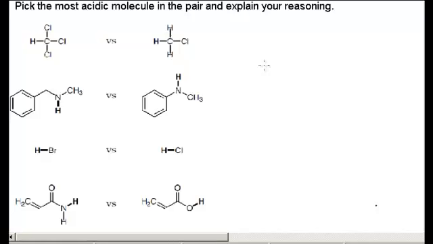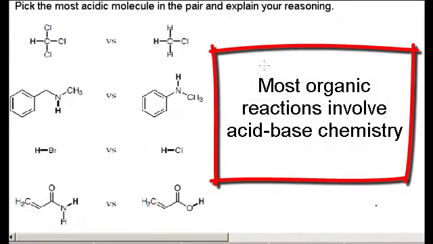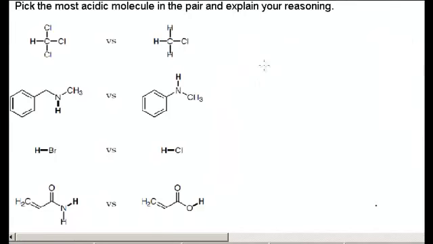Let's look at this problem that asks us to compare the acidity of two different molecules. Being able to compare one hydrogen versus another in terms of its acidity and being able to determine the most acidic hydrogen on a molecule are crucial skills that you're going to need throughout organic chemistry. In fact, most organic reactions have some kind of explanation based on acidity or basicity.